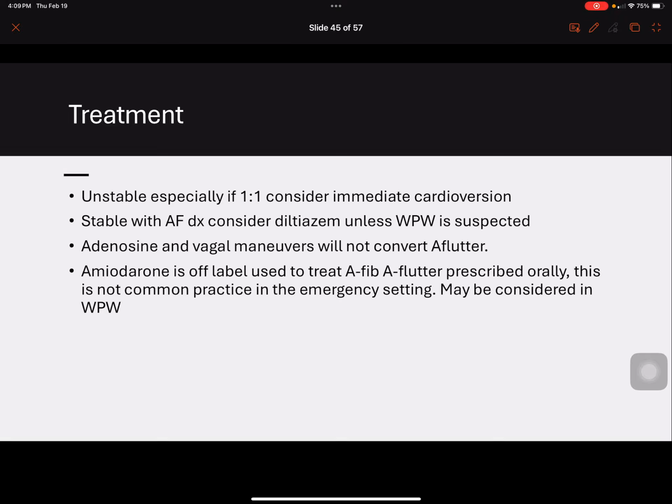But again, sometimes we are able to temporarily slow down the ventricular rate, and we can see those flutter waves. Amiodarone can be used for AFib, A flutter. It can be prescribed orally. Not common practice in the emergency setting, but it is in your back pocket. It is within your scope of practice. It is something you can consider, sort of as an off-label use, if you do suspect a true A flutter or AFib RVR, and you're concerned about WPW. Amiodarone is a great medication to give in those cases.